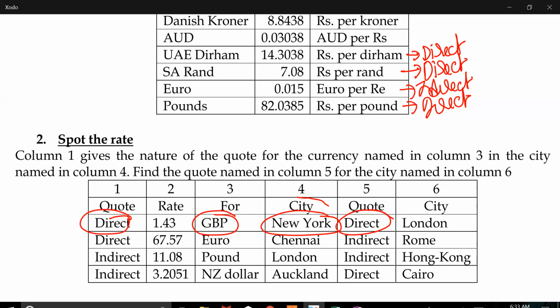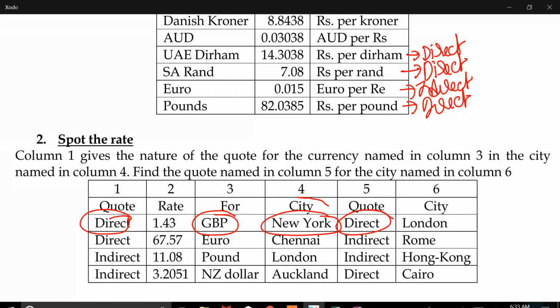Clear? Can we now interpret the second part? The second part is a direct quote for Euro. The 'for Euro' doesn't make much sense to me, because the only information it gives is that the two currencies involved can be known. Direct quote for Euro in Chennai. What are the two currencies involved? INR and Euro. Is it INR per Euro or Euro per INR? INR per Euro.